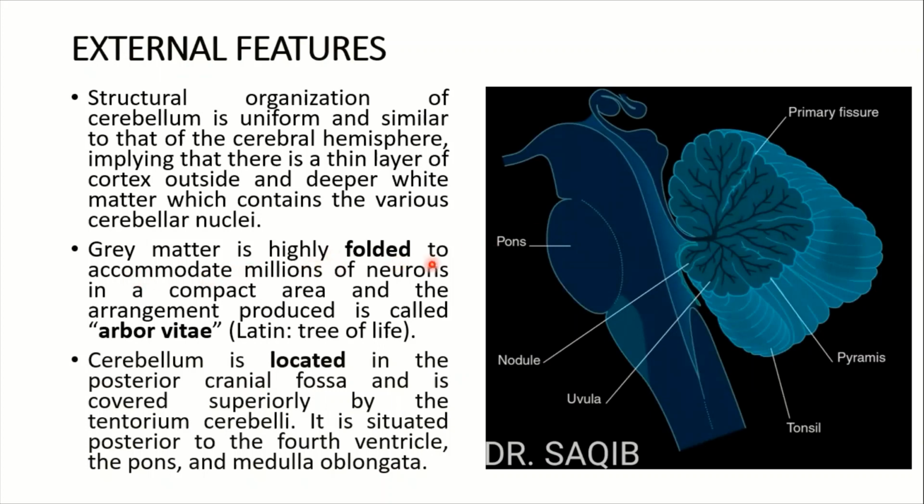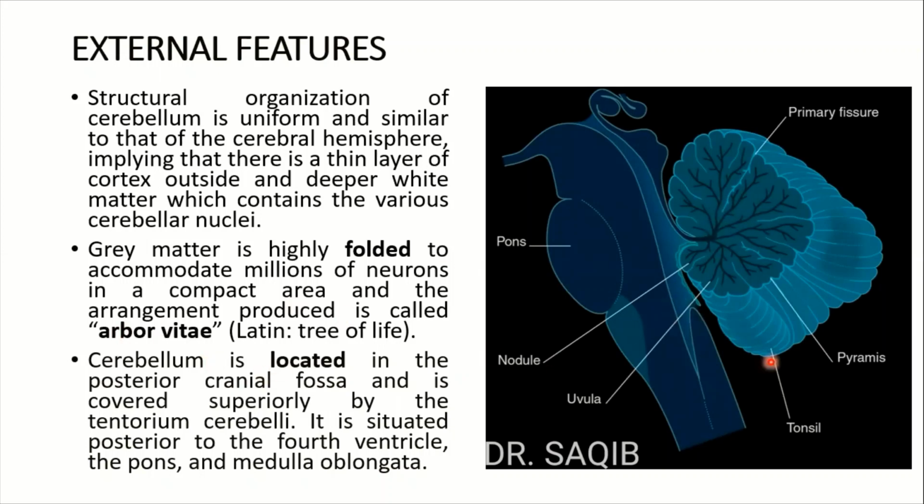Gray matter is highly folded to accommodate millions of neurons in a compact area, and the arrangement produced is called arbor vitae. Right here, this is the arbor vitae, which in Latin means tree of life. Here you see the tree-like pattern being produced. This is of course white matter, and these are the foldings, which are known as the folia, from the word folium, right? These are the projections, and here you see this arrangement of white matter. This is called the arbor vitae.